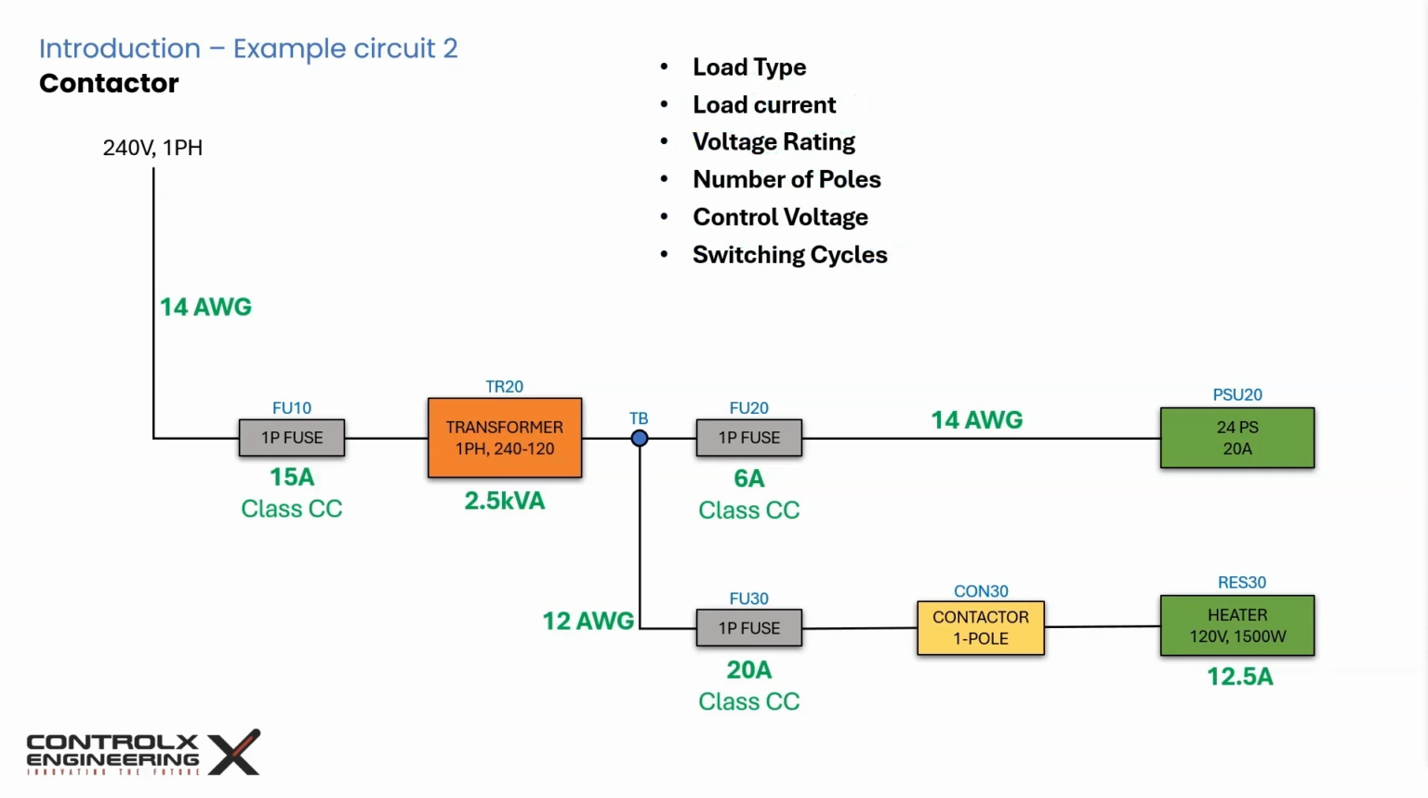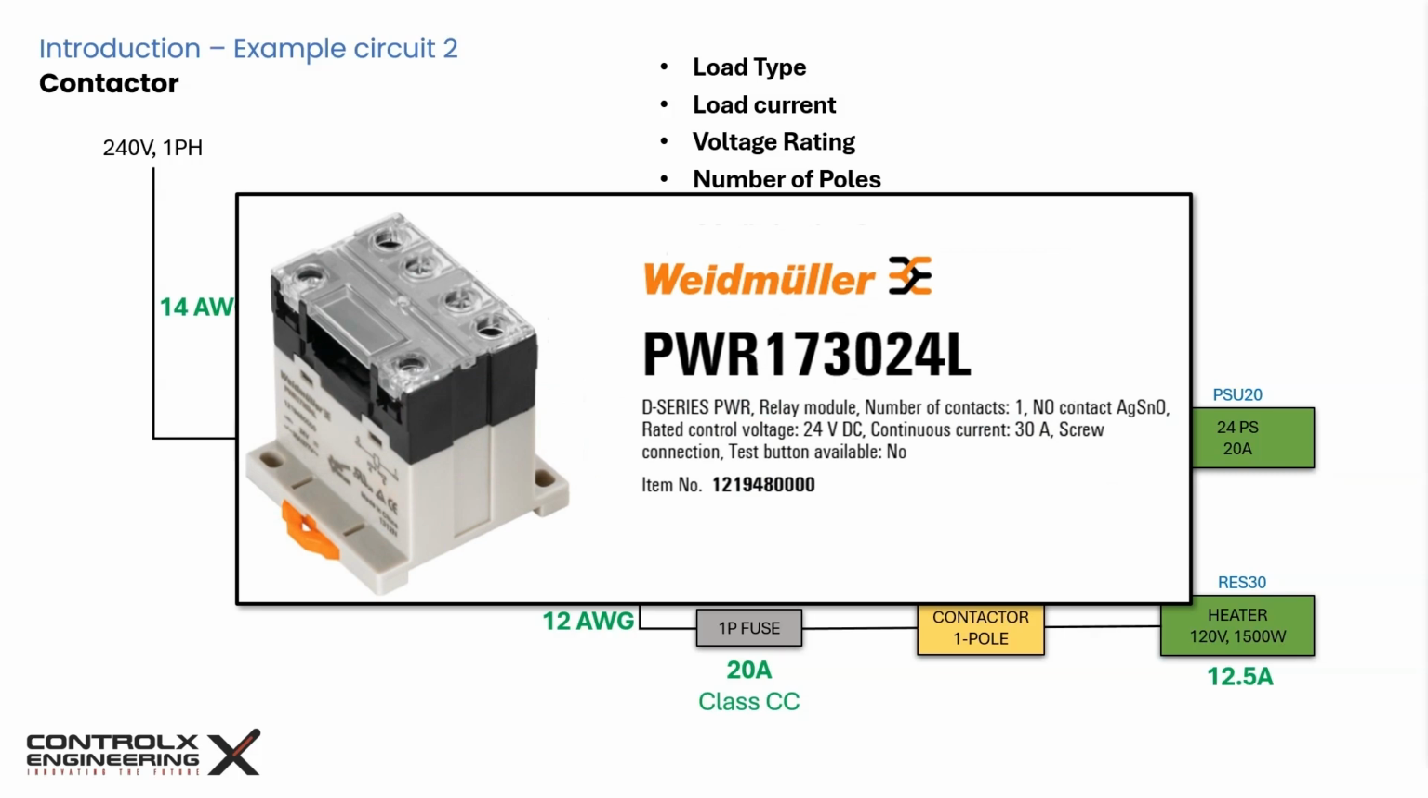So based on the criteria we just discussed, and in my application, the transformer neutral is grounded, which means a single pole contactor can be used and should have a current rating higher than 12.5 amps with a control voltage of 24 volts and rated to handle resistive loads. For this application, I've picked this electromechanical relay from Wiedmüller's D-series power relays with control voltage of 24 volt and a rated voltage of 277 volt AC. It has a continuous current rating of 30 amps, so its ratings exceed our application requirements.